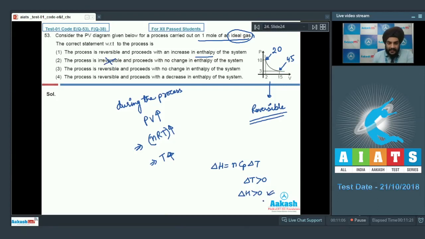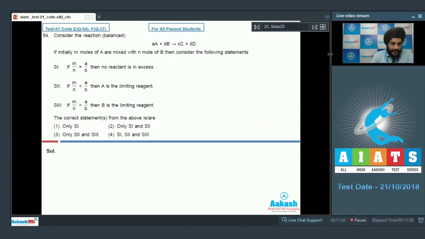So the given process is reversible and it proceeds with an increase in the enthalpy of the system. So the answer which we have to mark for this question is option 1. Let us look at question number 54 now.